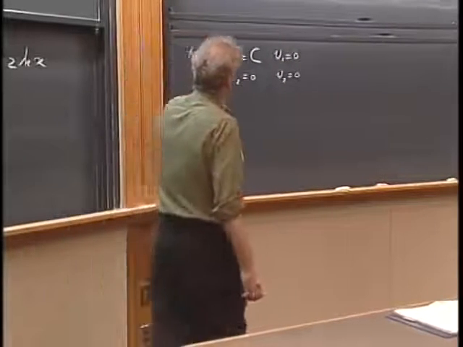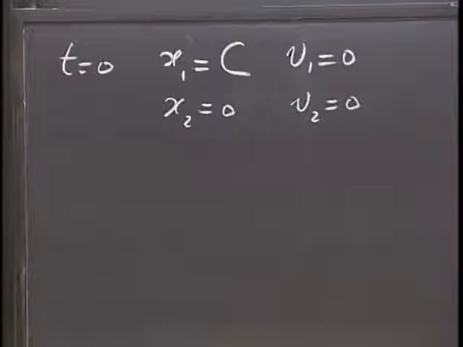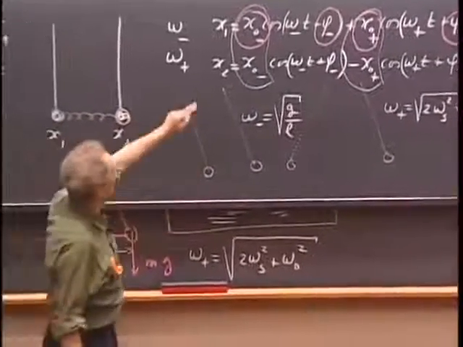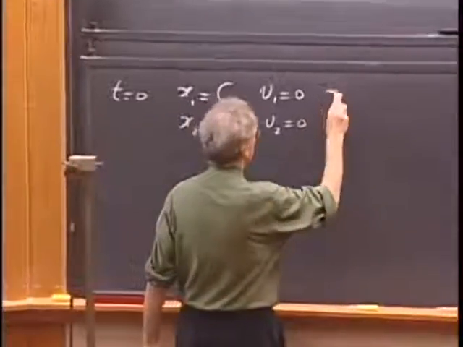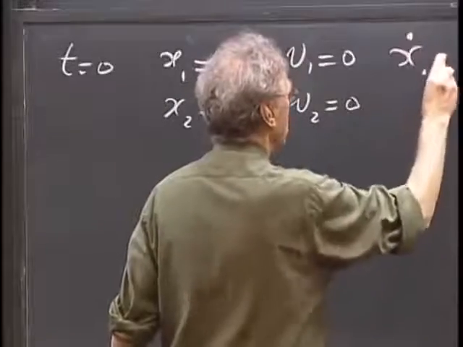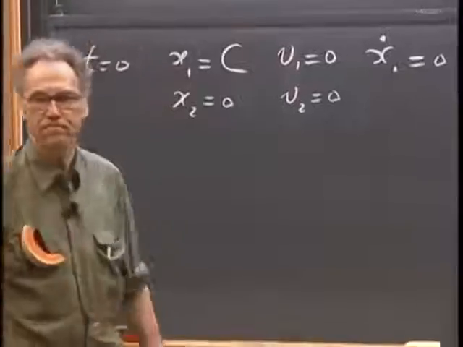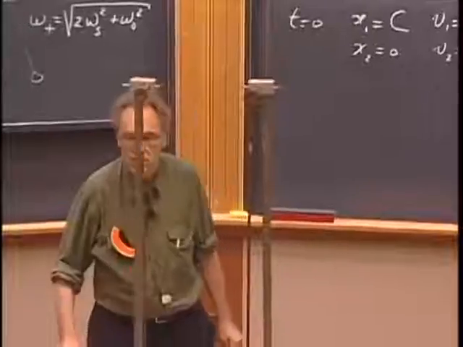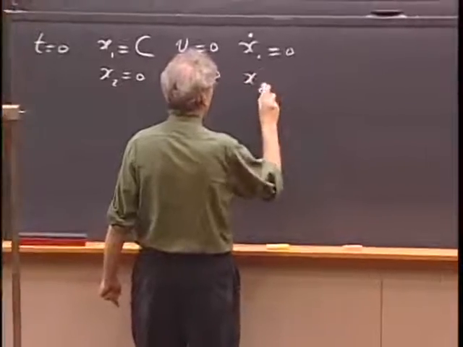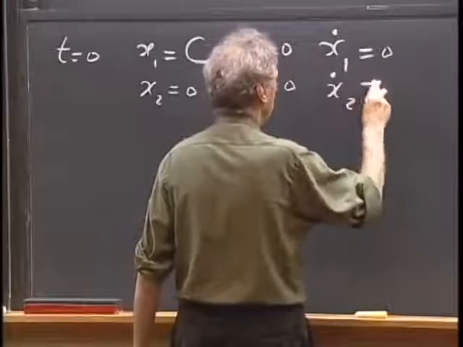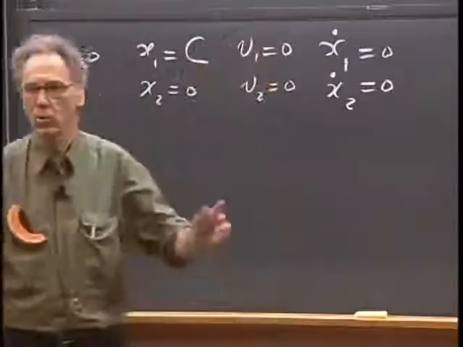So this now has to be substituted into my general solution. And so you have to take the derivative of x1. So you have to do x1 dot and put that equal to 0. I leave that in your competent hands. Then you have to take x2, and you have to take x2 dot, and you have to make that equal to 0, and I leave that into your competent hands.